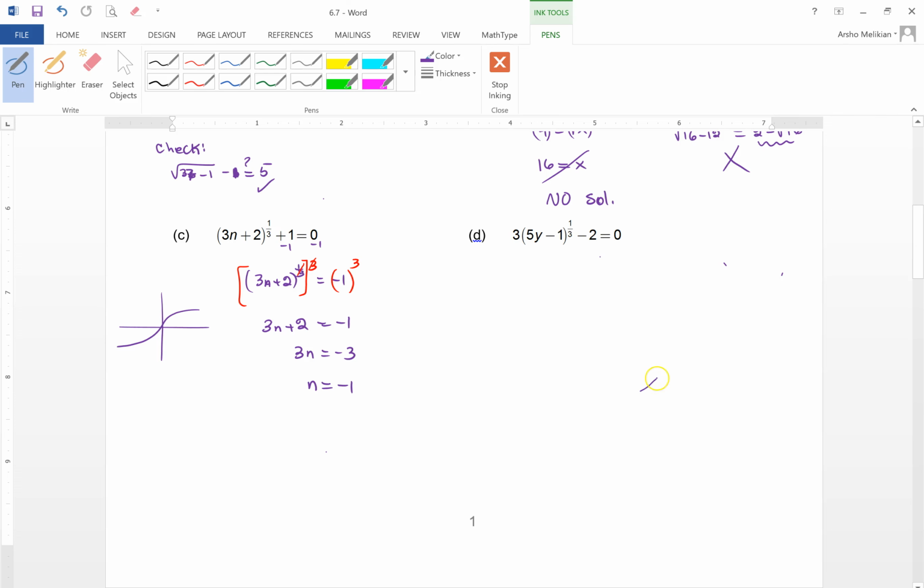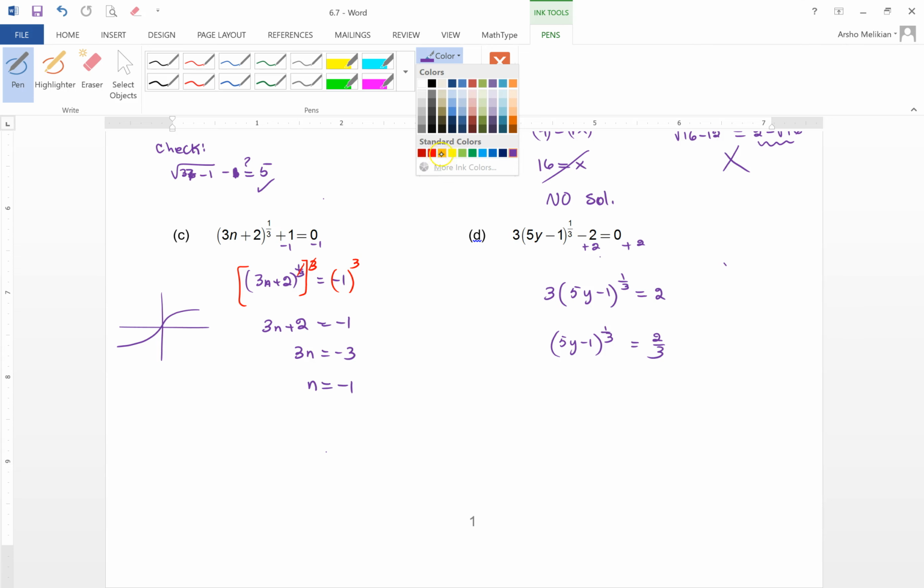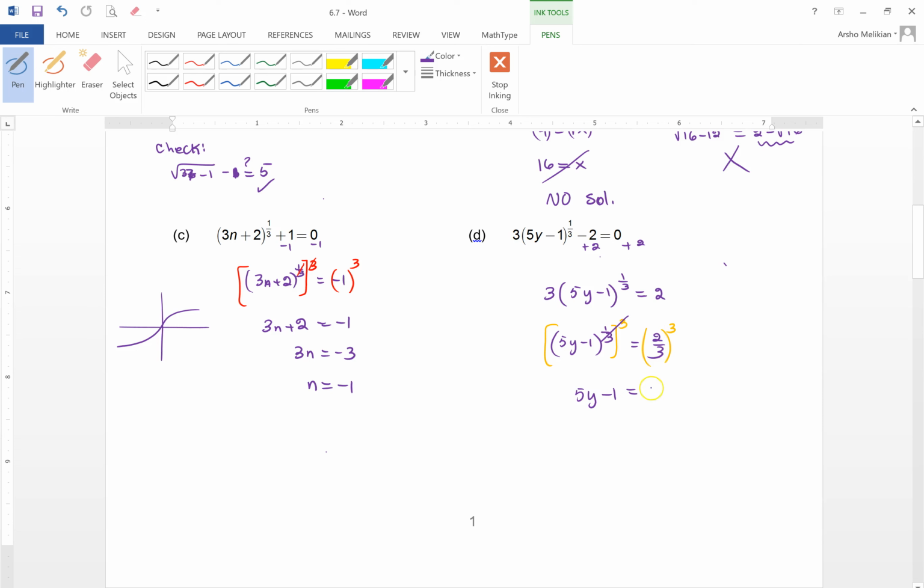All right, so let's do this one. Let's add 2 to both sides. And I have 3 times 5y minus 1 to the power of 1/3 equal to 2. Now, divide by 3. And now I'm going to raise everything to the power of 3. So this goes away. So I have 5y minus 1 is equal to 2 cubed is 8 over 27.